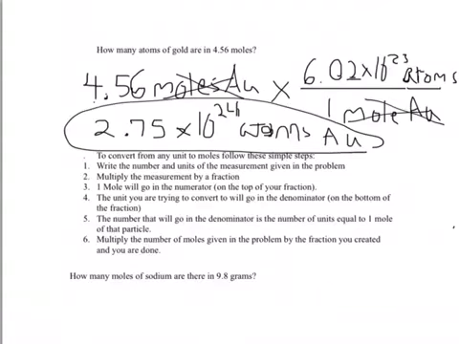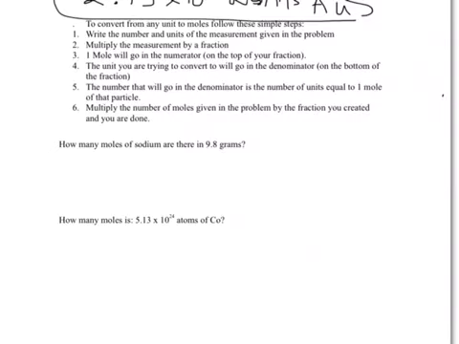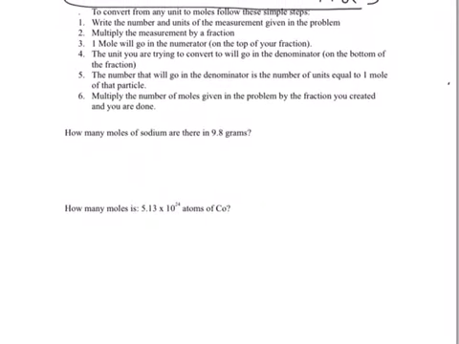Okay, now the last part is asking to convert from any unit into moles. You're going to follow these simple steps. And I'm not going to go through the steps right off the bat. Let's just go ahead and do an example problem and we'll go through the steps as we go. So here's my example problem. It says how many moles of sodium are there in 9.8 grams of sodium? The first thing I'm going to do is write the number and units of the measurement given in the problem. The number is 9.8 and the units are grams.